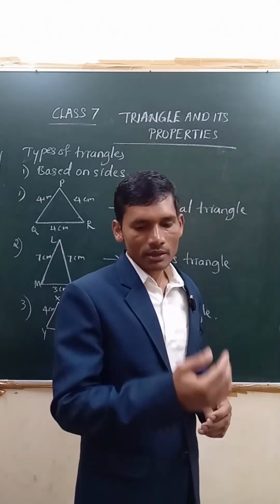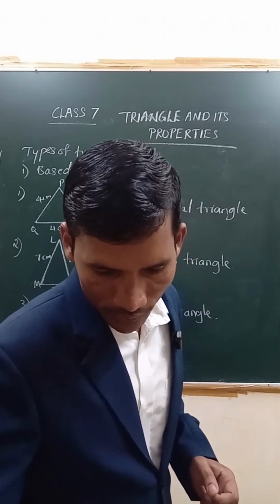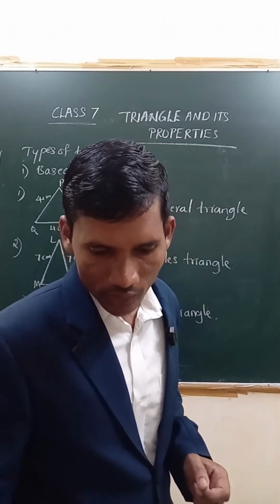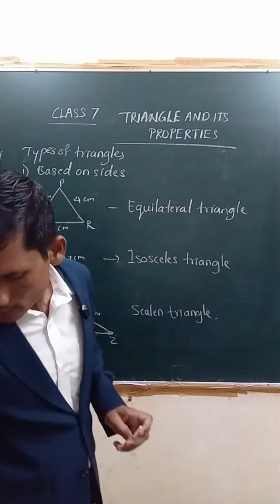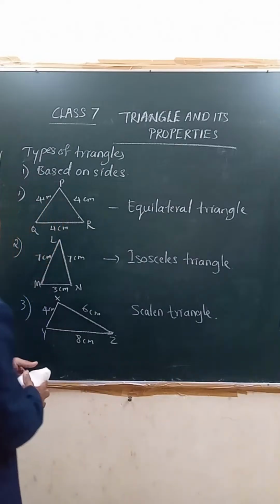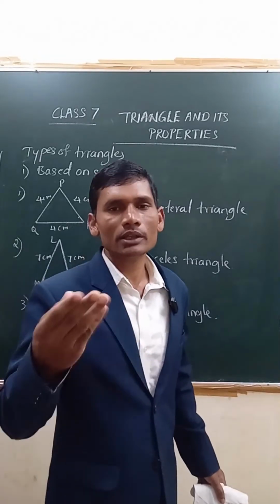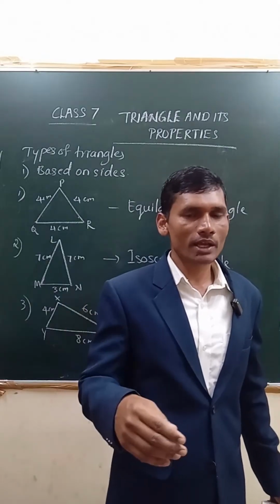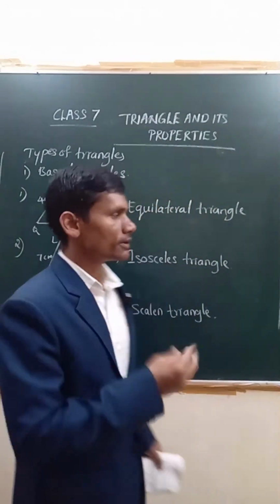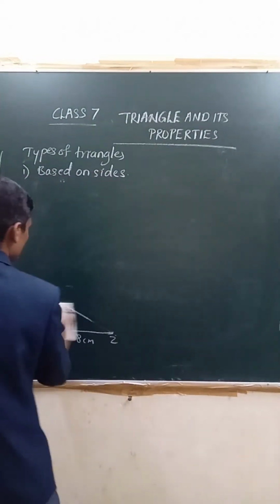Next, in the same category, we are going to find based on angles now. I hope this is clear to you. Very much simple. All the sides are equal, equilateral triangle. If two sides are equal, that is isosceles triangle. If all the sides are unequal, different lengths, that is called scalene triangle. Finished. Three types of triangles. Next, based on sides we learned, right?